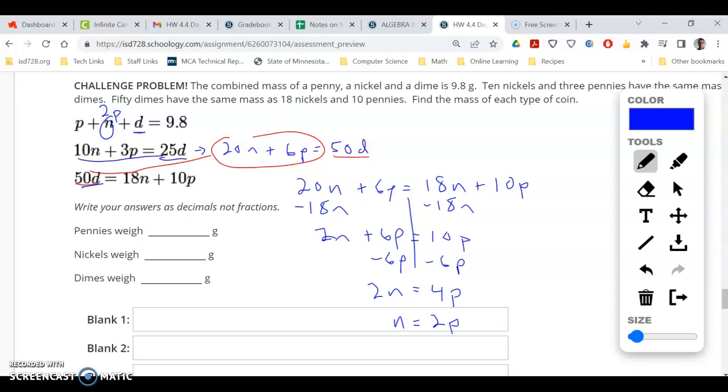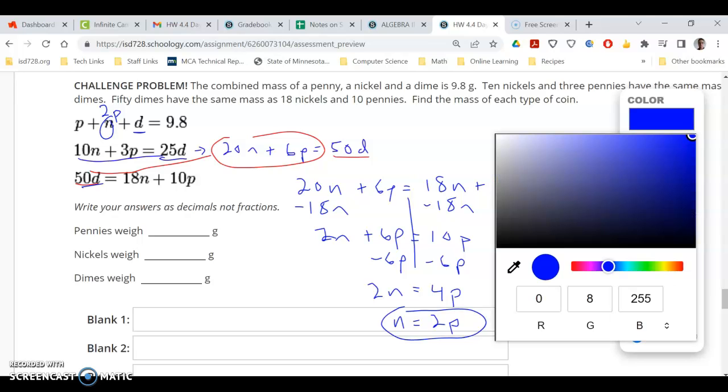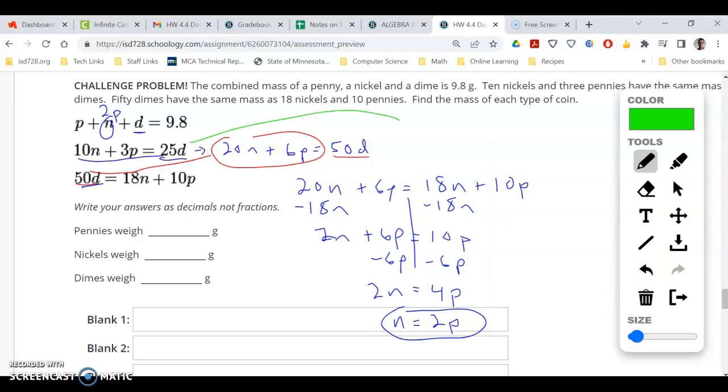So I'm going to go back, and now that I have this fact that a nickel is equal to 2 pennies, I can use that in multiple different places. I'm going to try to get another color here. Hopefully that shows up okay. I'm going to take this statement right here and substitute for dimes in terms of pennies. So I'm going to say 10 nickels, but I'm going to take the nickel out and replace it with 2 pennies. So 10 times 2 pennies, plus 3 pennies equals 25 dimes. Sorry for the bad handwriting, I'm really struggling to write well on here.